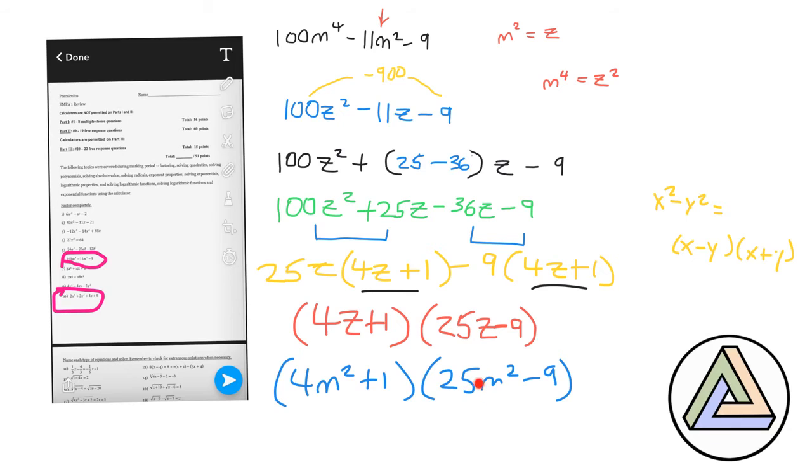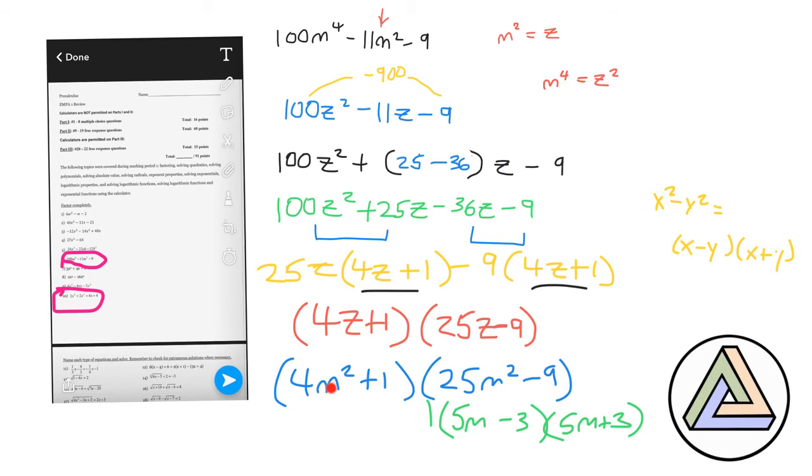Well, this is a perfect square subtracting another perfect square, because something squared gives you 25m squared, and something squared gives you 9. The thing that's squared that gives you 25m squared is 5m. 5m squared gives you 25m squared, and 3 squared gives you 9. So this right here is going to be 5m minus 3 and 5m plus 3.